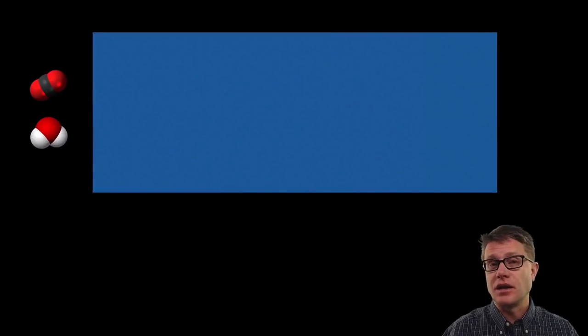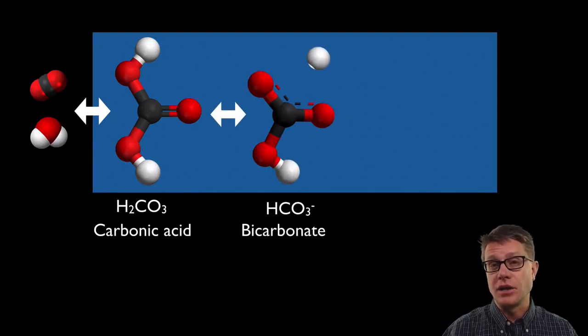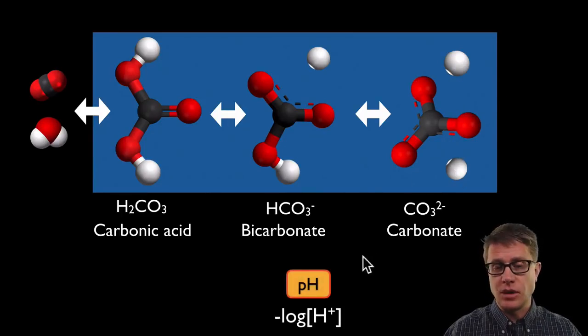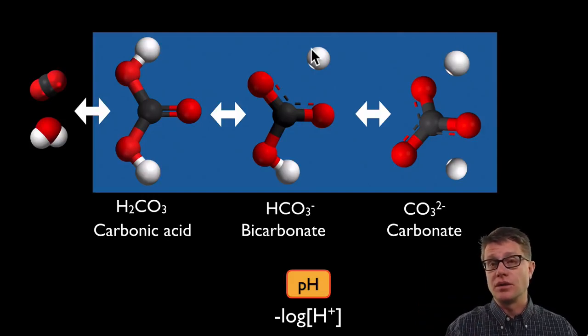So if we take carbon dioxide and water and mix them together, we get carbonic acid. Now that can quickly dissociate and form bicarbonate. What we're doing here is losing one of these hydrogen ions, and that can dissociate again and we can form carbonate. We're losing 2 of these hydrogen ions. Now, if we look at the definition for what pH is, pH, remember, is the negative log of the hydrogen ion concentration. What does that mean? The more of this H+ that we have in solution, the lower the pH is going to be, and it's going to be more acidic.